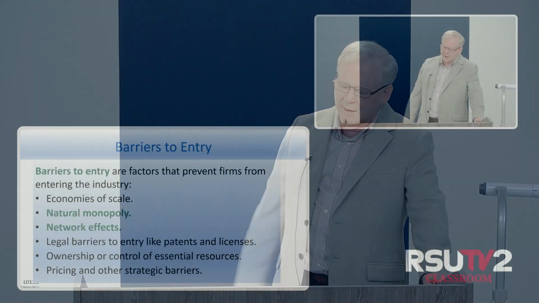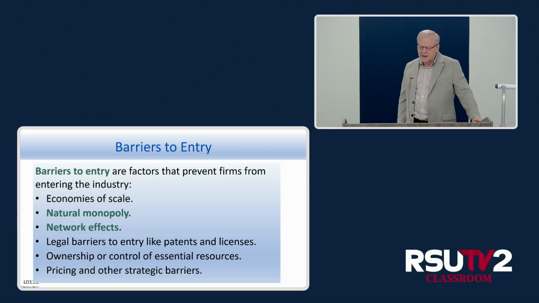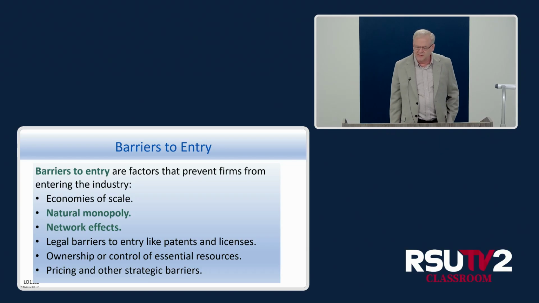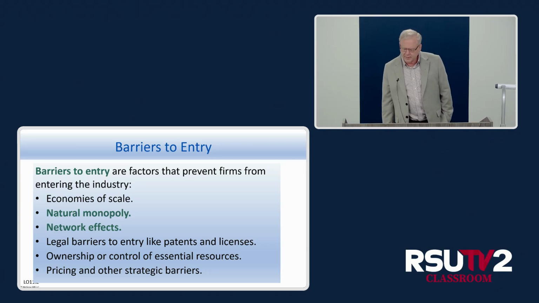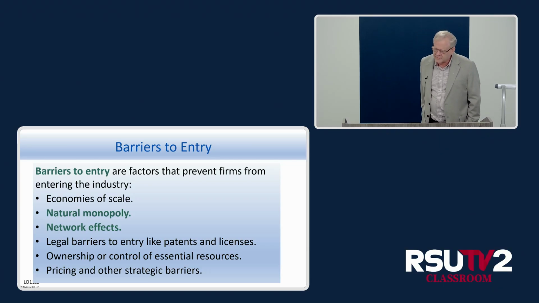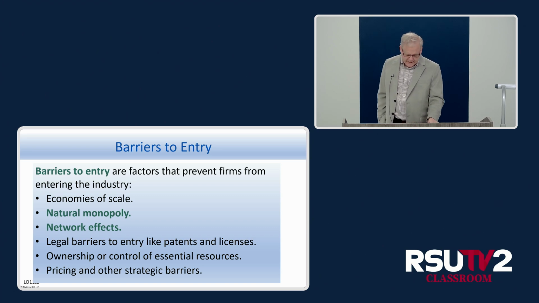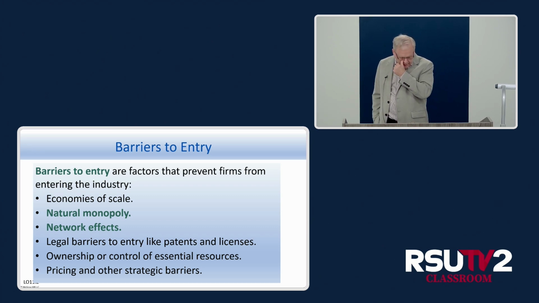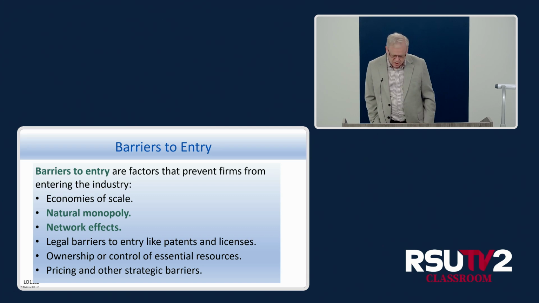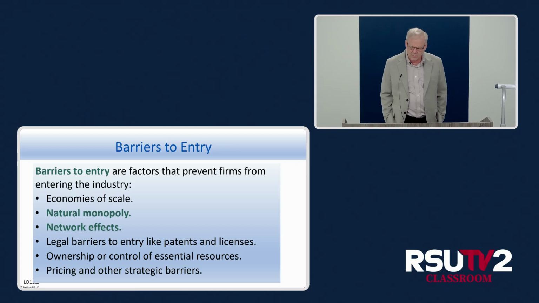Okay, so we have barriers to entry that establish a monopoly in the first place. As it says here, they're factors that prevent firms from entering the industry. We're going to go through these just a little bit here, and then we're going to look at some graphical descriptions of a monopoly and the market in which they participate.